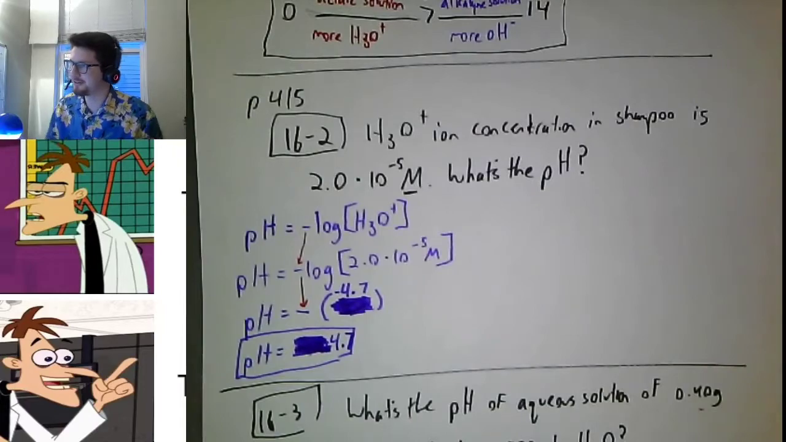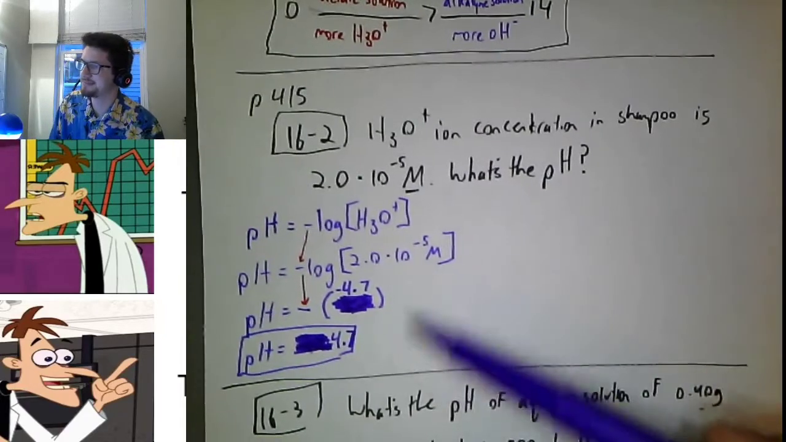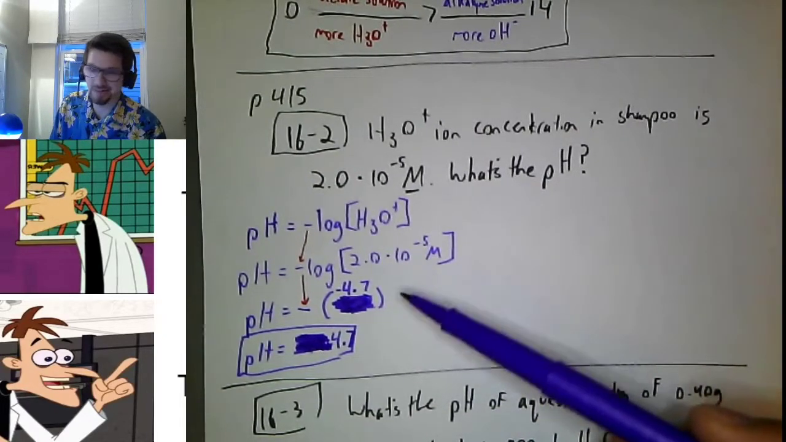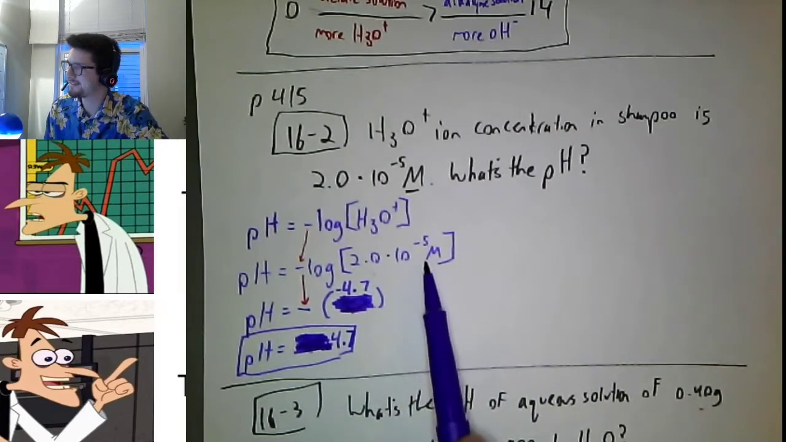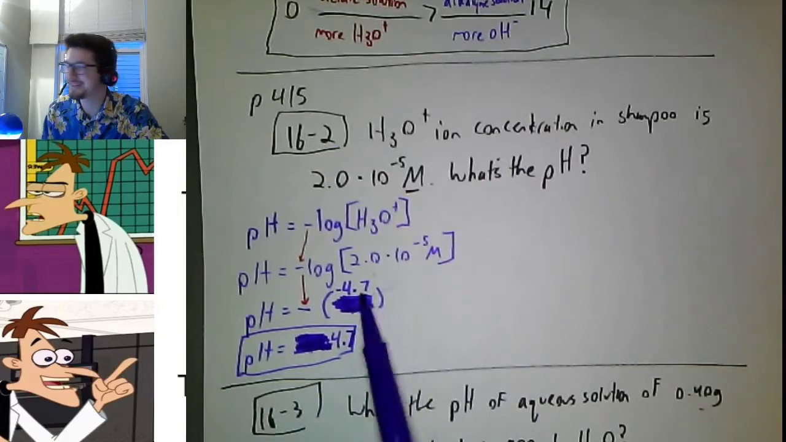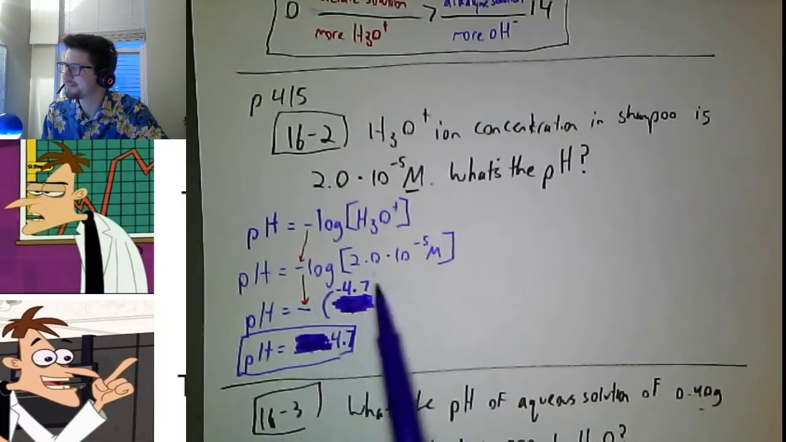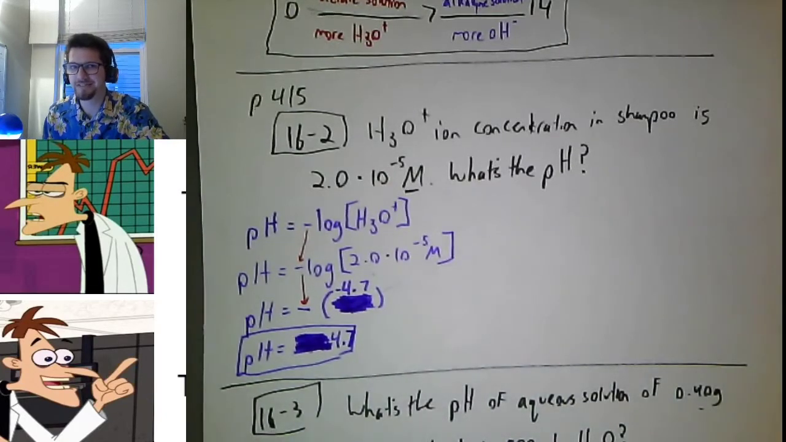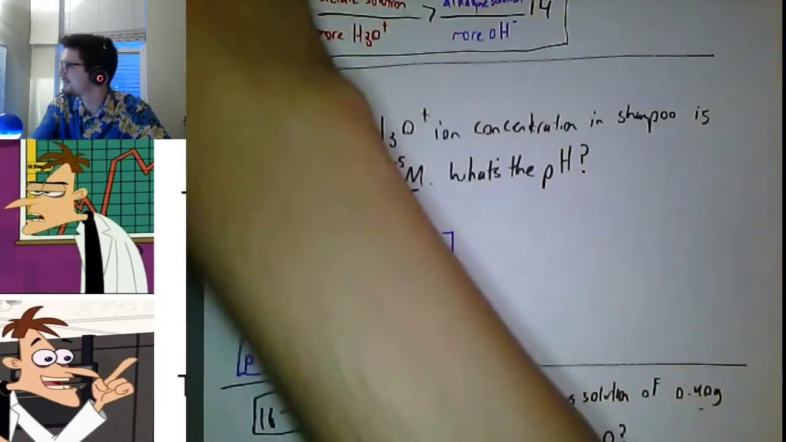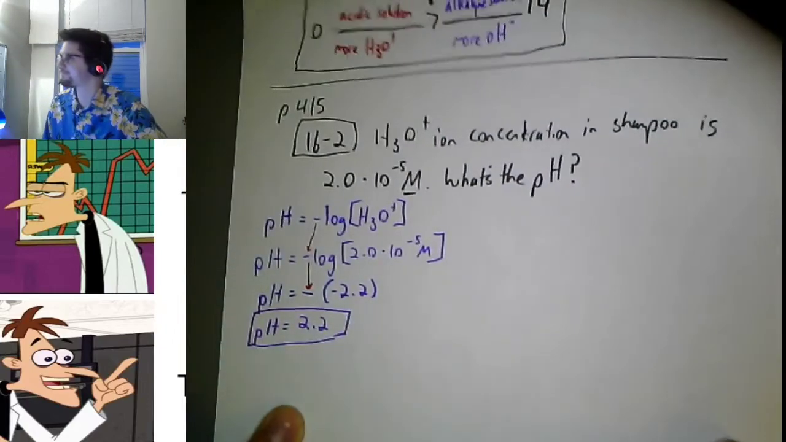Hey guys, just a quick note. I accidentally wrote the answers in from a different problem here. When you type in log of 2.0 times 10 to the negative fifth in the calculator, you actually get negative 4.7. So then negative 4.7 gives you positive 4.7 as your pH. I apologize for that. That's your pH.